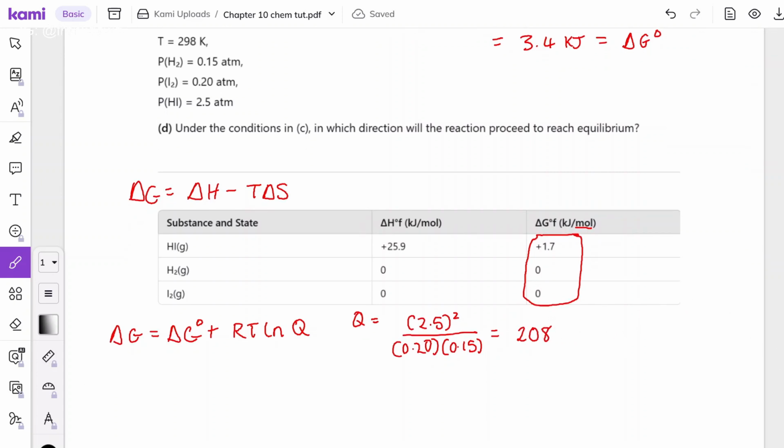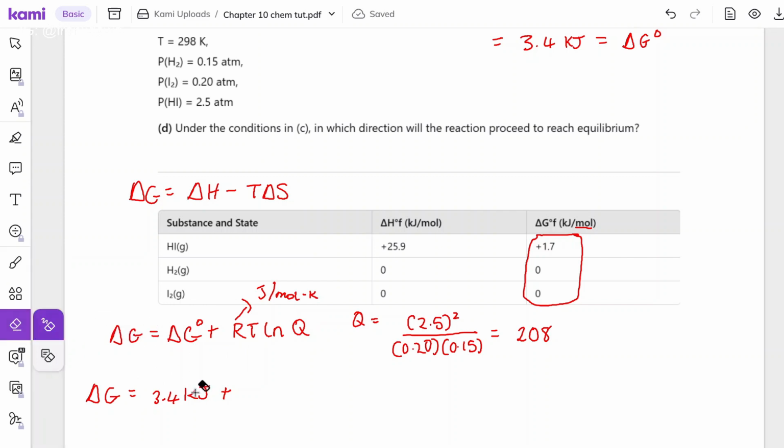And then now we put it back into the equation. The delta G is equal to 3.4 kilojoules plus, and remember the R is written in units of joules over moles times K. And right here we have kilojoules. So we have to use the same unit across each number. And for that it's easier to change kilojoules to joules. So I'm going to change the 3.4 kilojoules to joules instead.